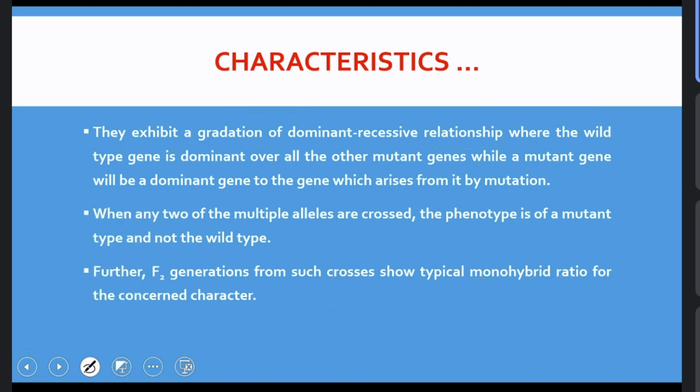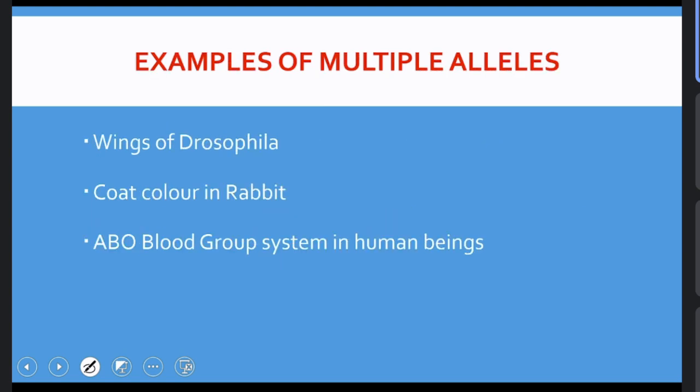Next, when any two of the multiple alleles are crossed, the phenotype is of a mutant type and not the wild type in general. Further, F2 generations from such crosses show a typical monohybrid ratio for the concerned character. Because there is only one pair of genes involved, I can exhibit only the typical monohybrid cross ratio.